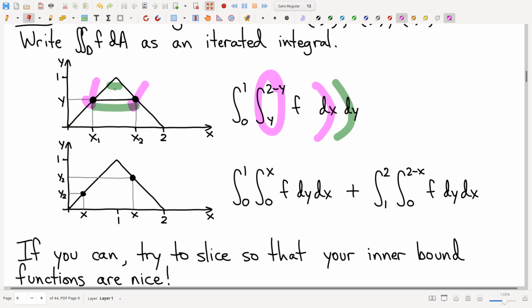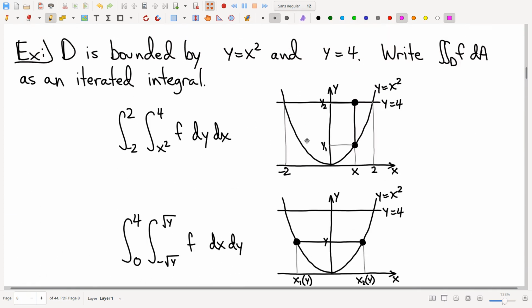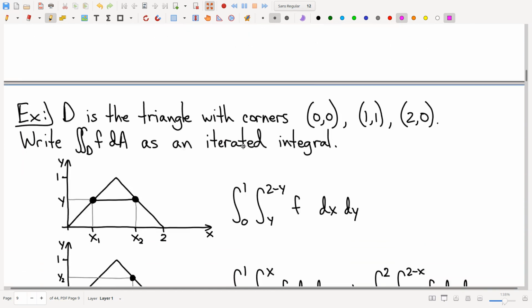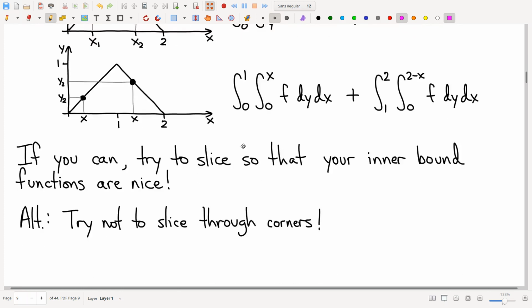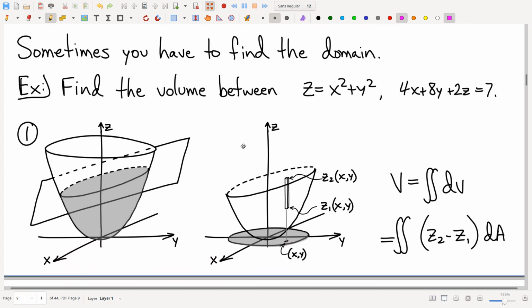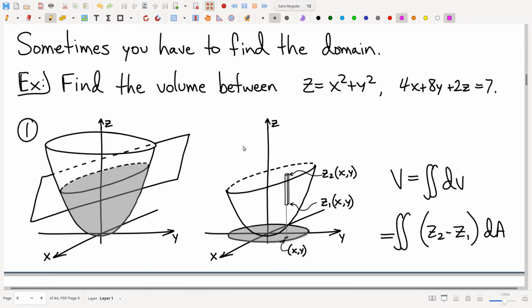Okay, so we have a couple of nice little rules. Think about what you want to solve for and slice accordingly. And try not to slice through corners if you can avoid it. All right, here's another little issue that you may have to worry about sometimes.